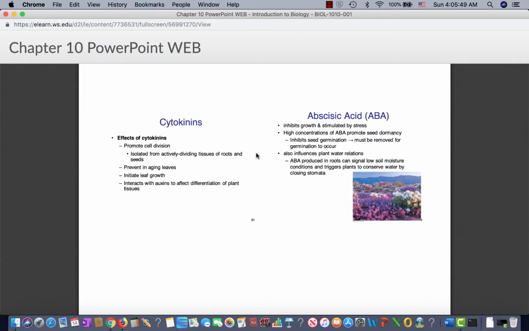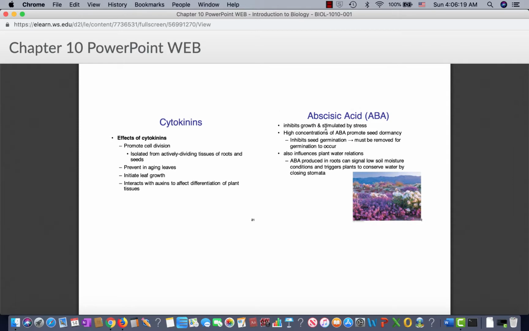Cytokinins. So cytokinins do a ton of things, but for this context, they promote cell division and are isolated from actively dividing tissues of roots and seeds. They prevent aging in leaves, initiate leaf growth, and interact with auxins to affect the differentiation of plant tissues.